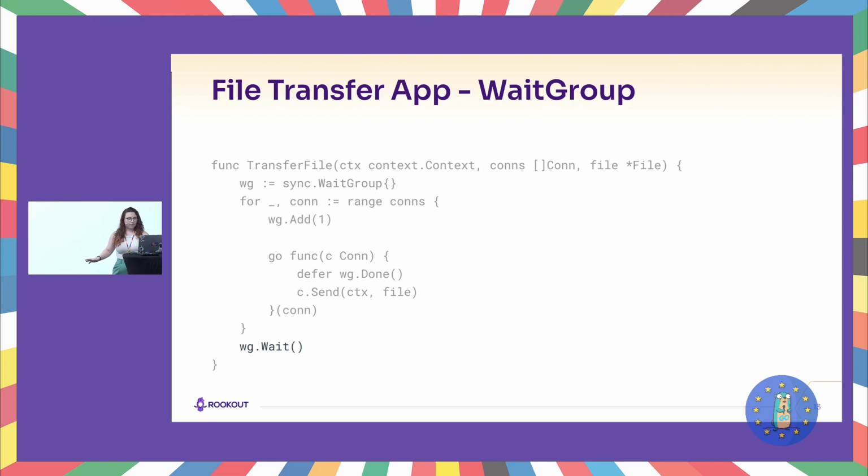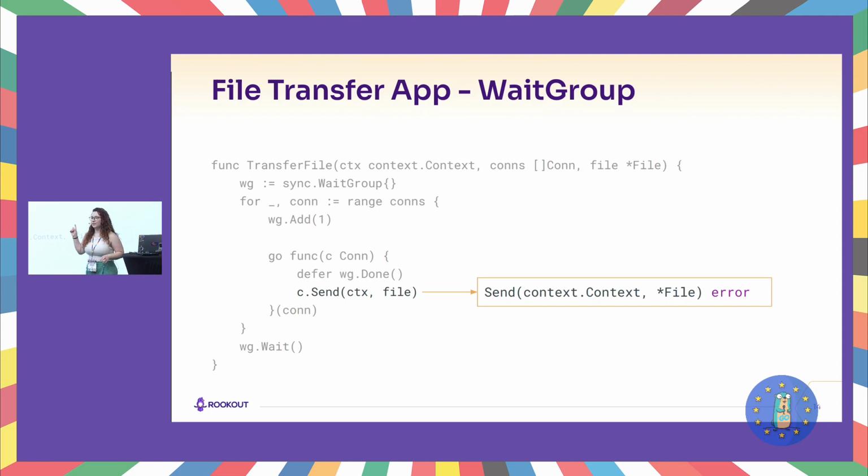Cool. But if we look back at the signature for the send method, there's something here that we totally just didn't give any attention to, and that's the error that's returned from send, right? Like, we didn't log it. We didn't do anything with it. And I don't just want to log it. I want to return it from transfer file. So I want to propagate it up to the caller of transfer file.